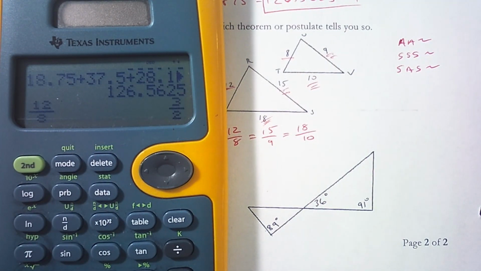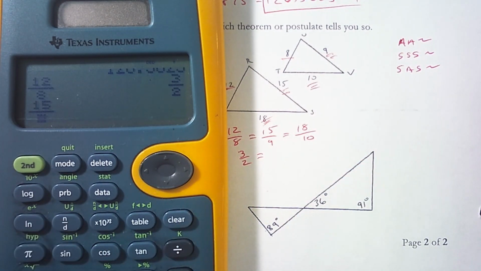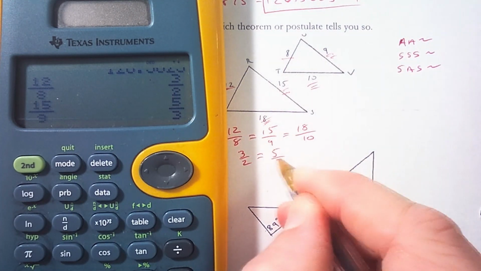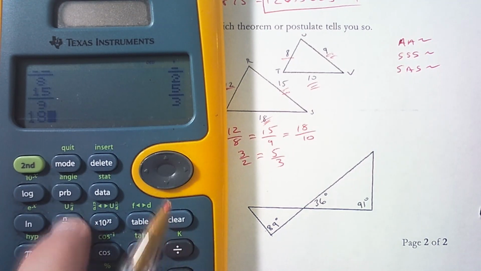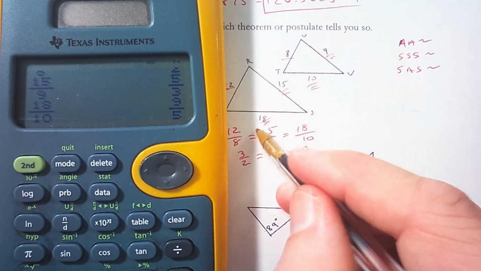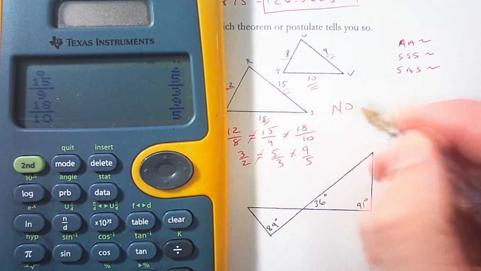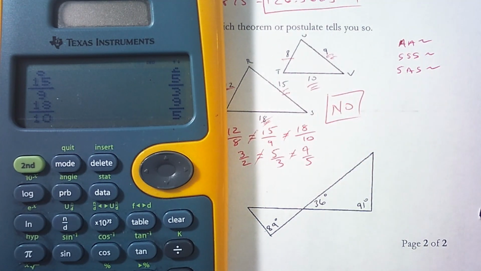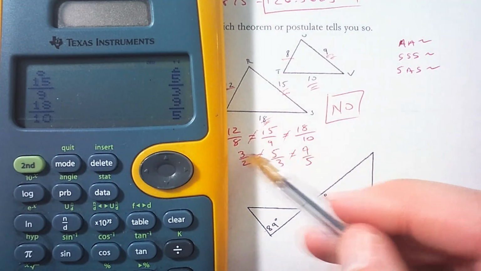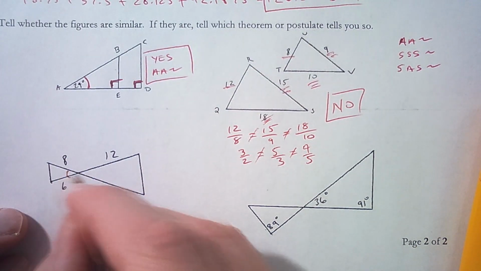So we have 12:8, which is 3/2. 15:9, 5/3. Those aren't the same. 18:10, 9/5. Now, if these were going to be similar, these would all have to have simplified the same, but they do not. So I'm going to say no, these are not similar. If these all simplified the same, I would say yes by side-side-side similarity. But they did not simplify the same, so the answer is no.